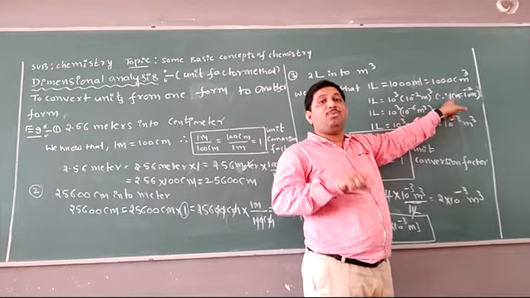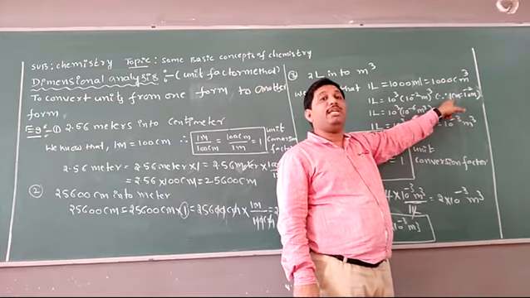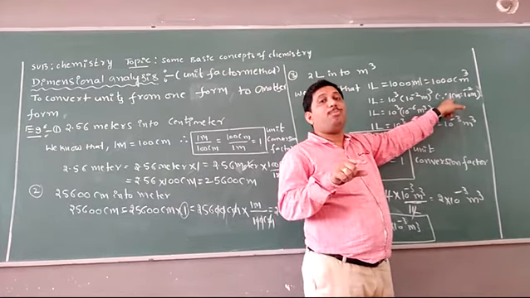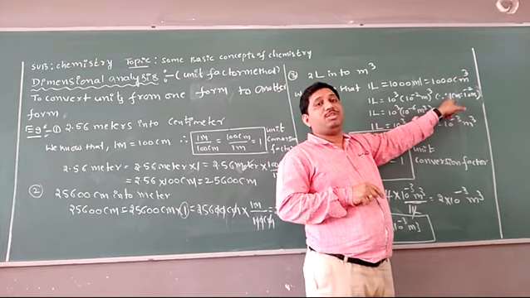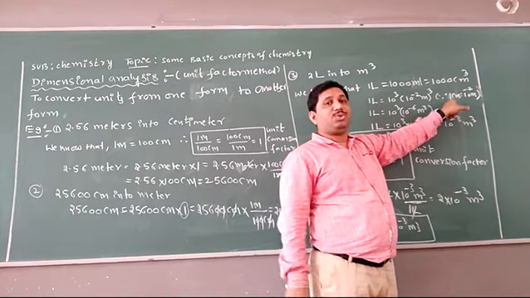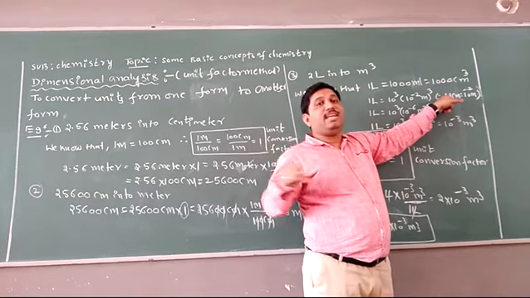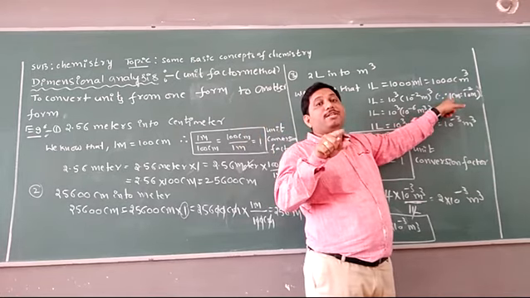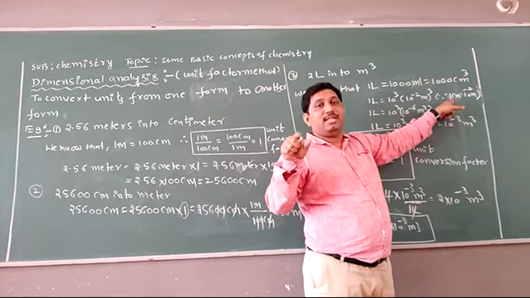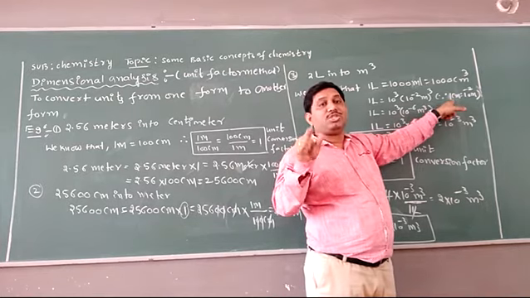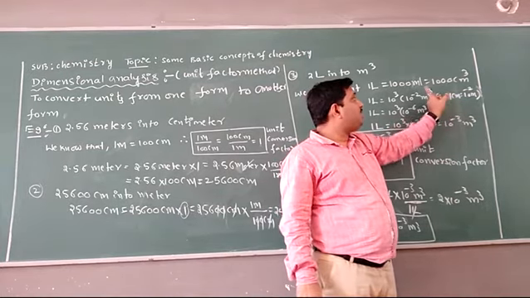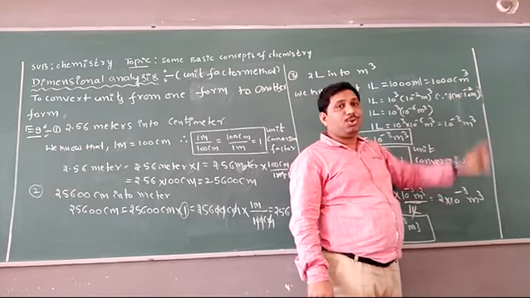Then 1 centimeter is how much, student? 10 to the power of minus 2 meter. That is 0.01 meters. 1 meter is equal to 100 centimeter. Then 1 centimeter is equal to how many meters? 0.01 meters, that is nothing but 10 to the power of minus 2 meter. Therefore, 1 centimeter is equal to 10 to the power of minus 2 meter.